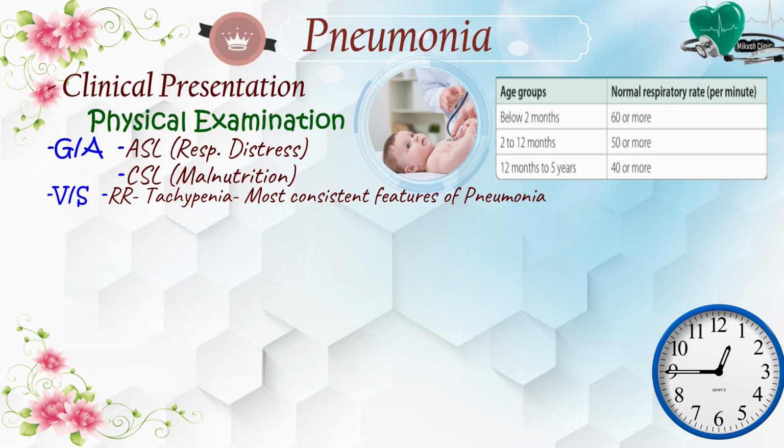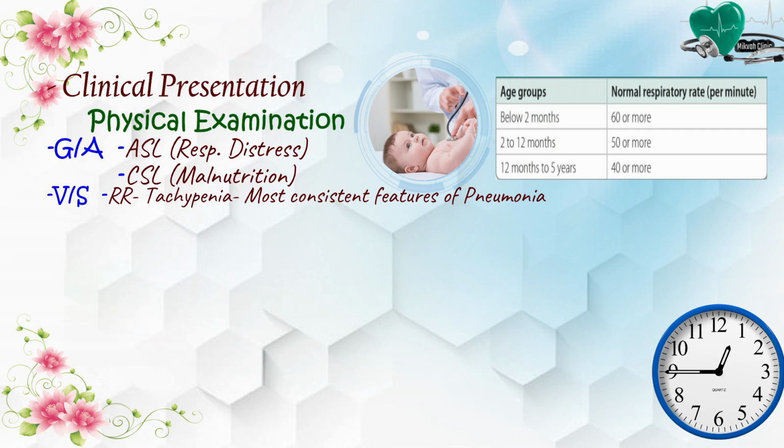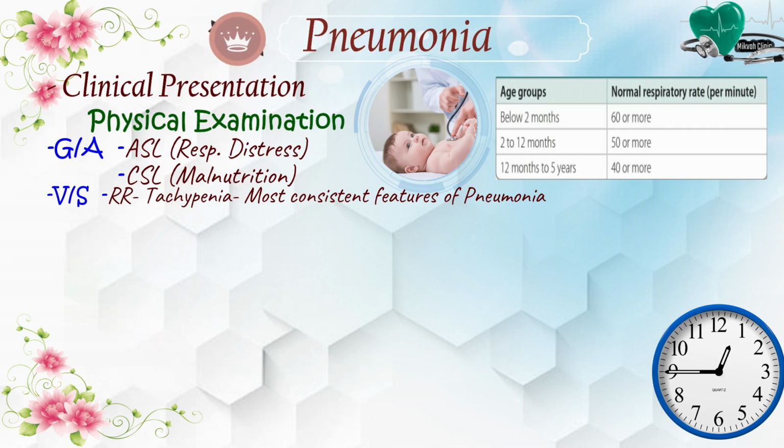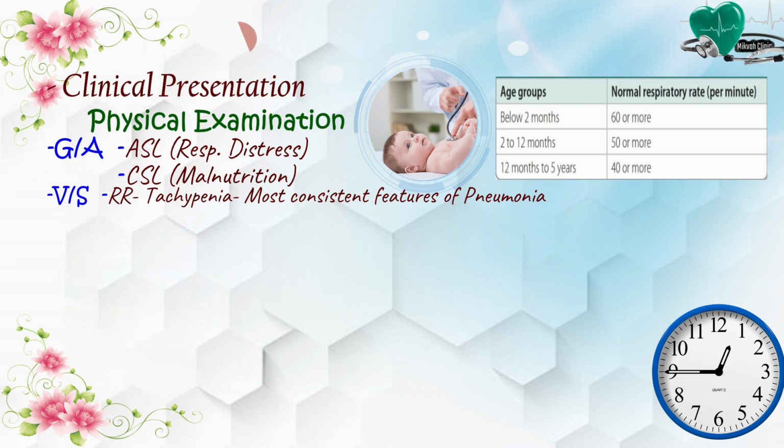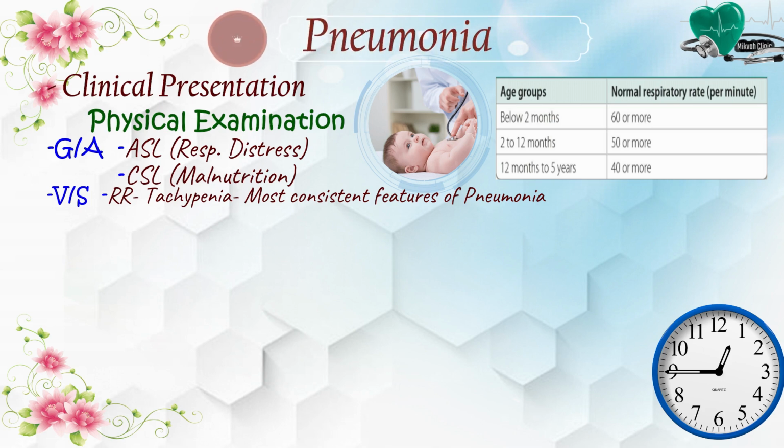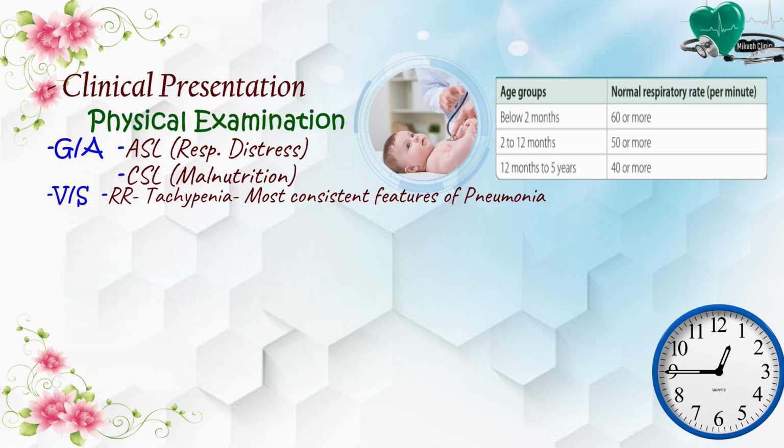For children from 1 month up to 11 months, tachypnea is a respiratory rate above 50. From 1 year up to 5 years, above 40. From 5 years up to 8 years, above 30. And for a child above 8 years old, tachypnea is when the respiratory rate is above 24, like in adults.